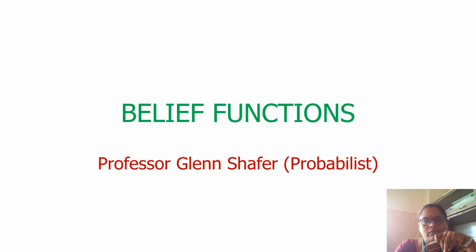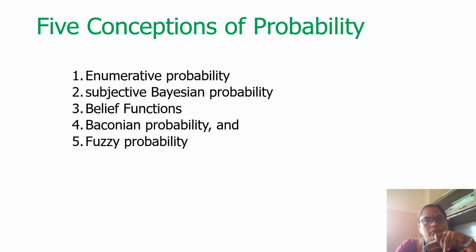So what is a belief function? This was a probability-based concept coming under knowledge engineering. It was stated by a probabilist, Professor Glenn Shafer. Before getting into the details, let us see how many conceptions there are for probability. There are 5 conceptions of probability as listed here: enumerative probability, subjective Bayesian probability, belief functions, Baconian probability, and fuzzy probability. In this lecture, we are going to see about belief functions.